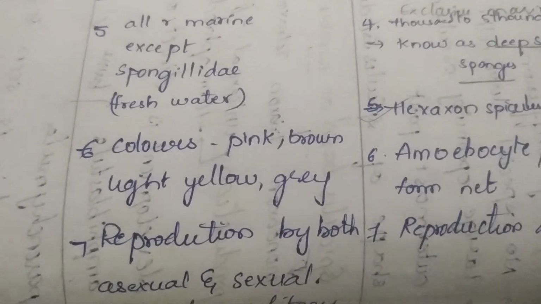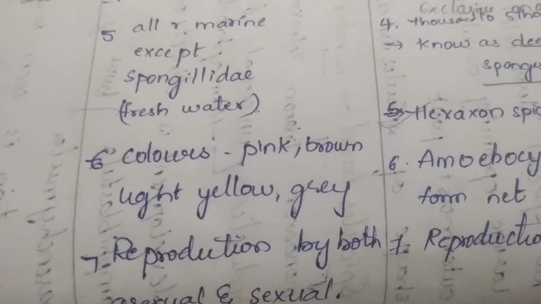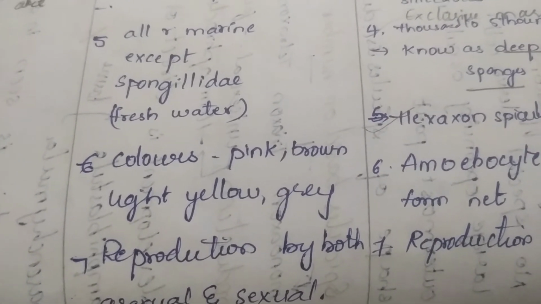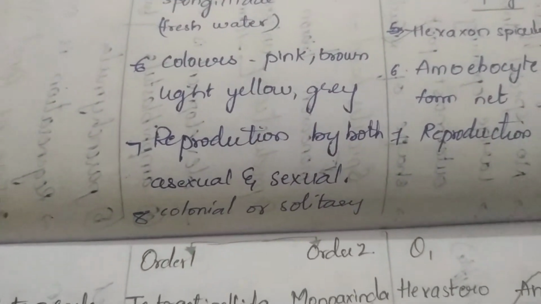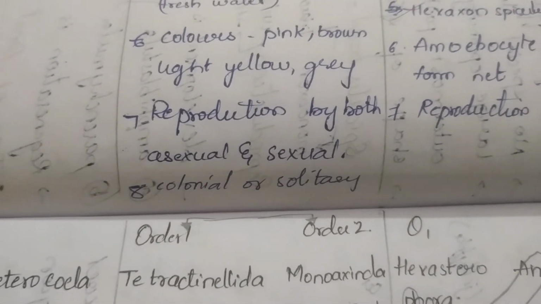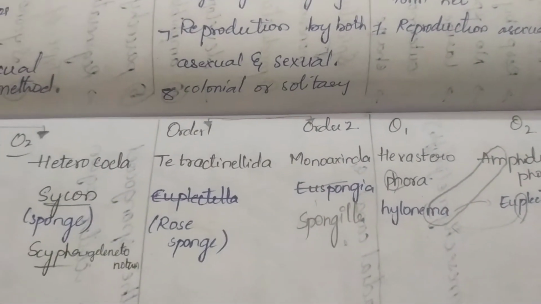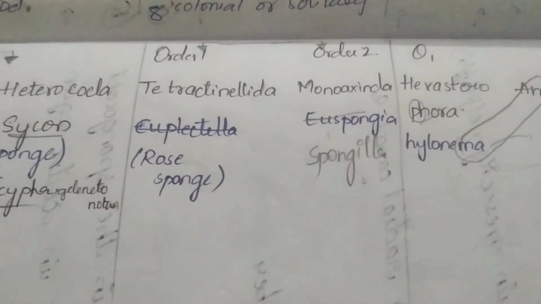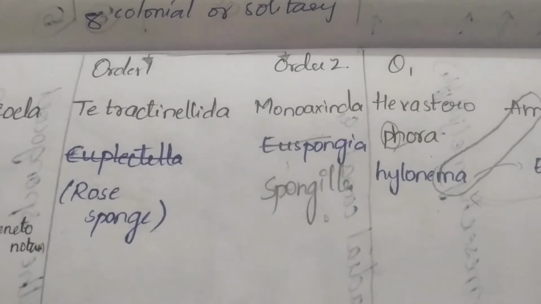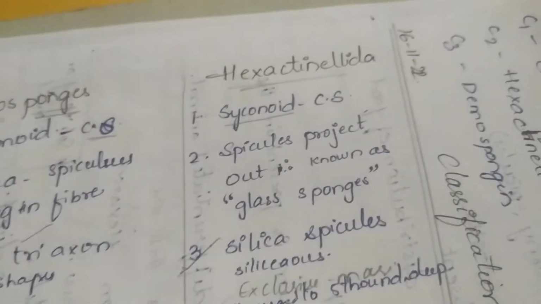Now the color is pink, brown, yellow, gray. Reproduction can be both sexual or asexual. They can live in colony or solitary. Solitary means single, alone. And there are 2 orders: Tetractinellida, the example is rose sponge, and Monaxonida, that is your spongilla. Again, examples are very important.